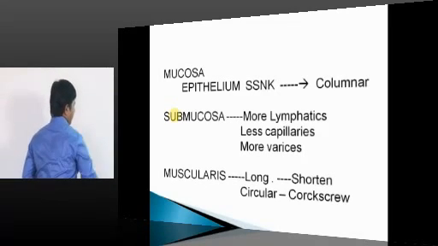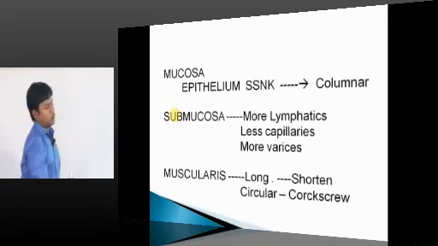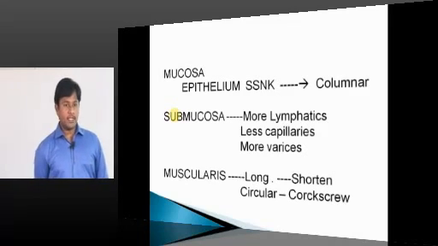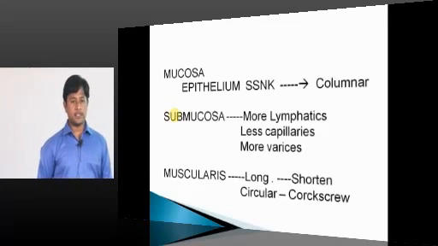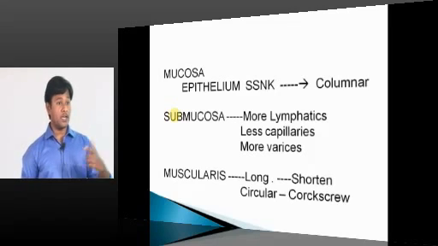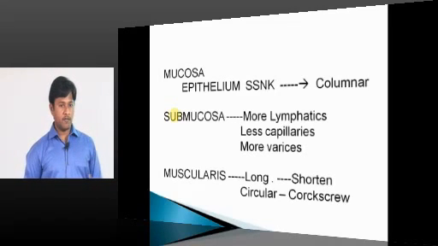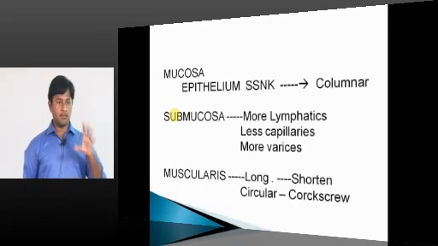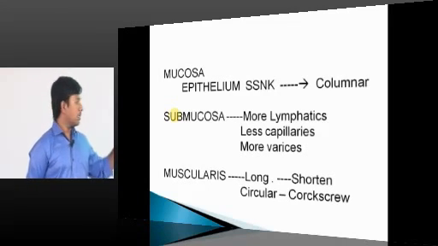Now, one important point regarding the submucosa. You can make a note: more lymphatics are present and fewer capillaries are present. What does it signify? Why are we concerned about more lymphatics? What is the relation between us and lymphatics? Metastasis. Very good. Whenever the term cancer or mets comes, lymphatics.